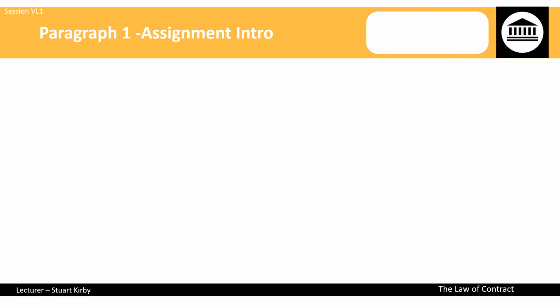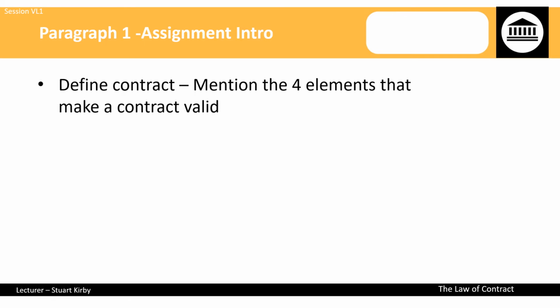In fact, let's start now. Paragraph 1. Like all assignments, you need a nice introduction. You need to warm the reader up, give the reader an idea of what the assignment's going to be about. And I mentioned this in class before, we need a good definition. The assignment is about the law of contract. Contract is the theme. Let's define it, and let's mention the 4 elements that make a valid contract.